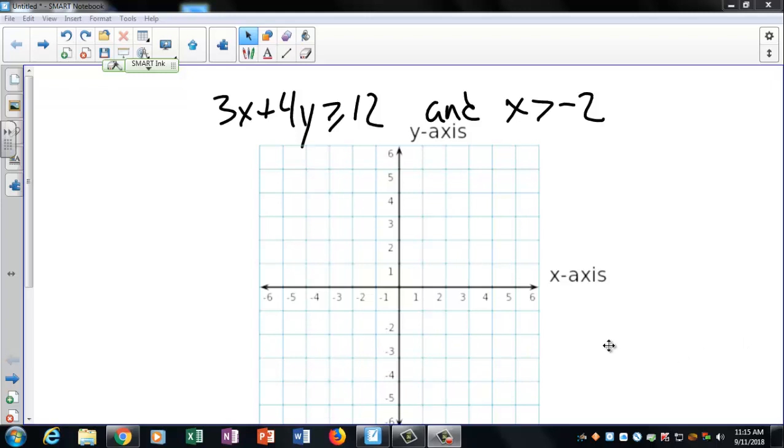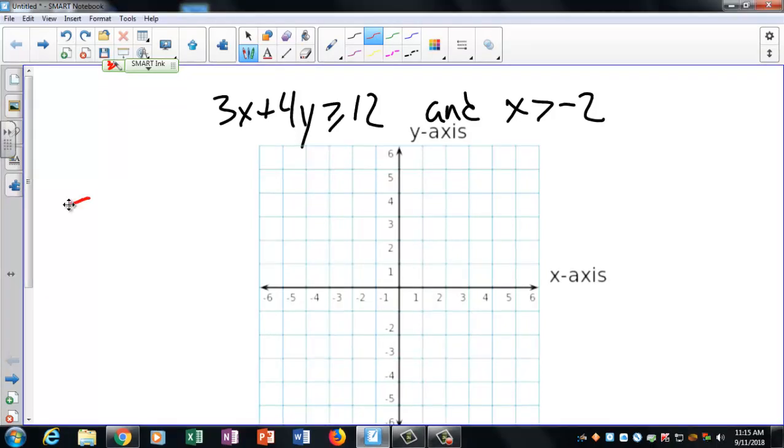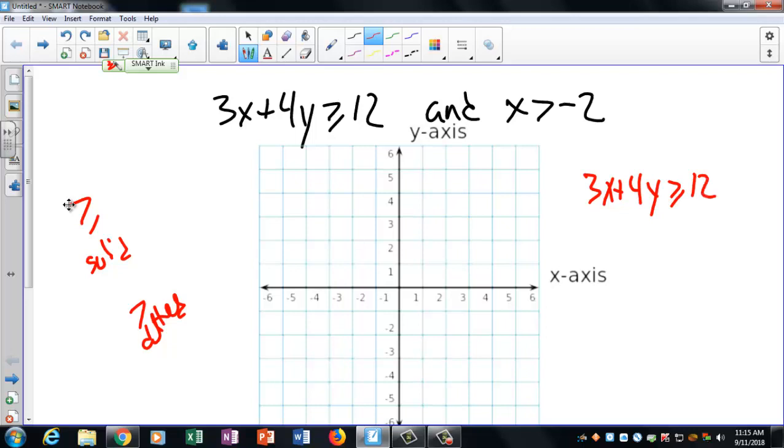So we're continuing our discussion from earlier where we were graphing inequalities. At this point we should all know that greater than or equal to means what? Solid or dotted? That'll be solid, and this one would be dotted, right? So, how do I graph 3x plus 4y is greater than or equal to 12?